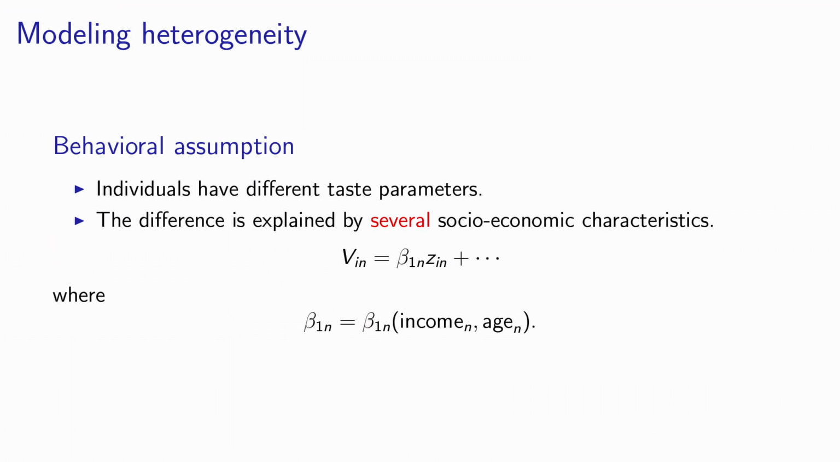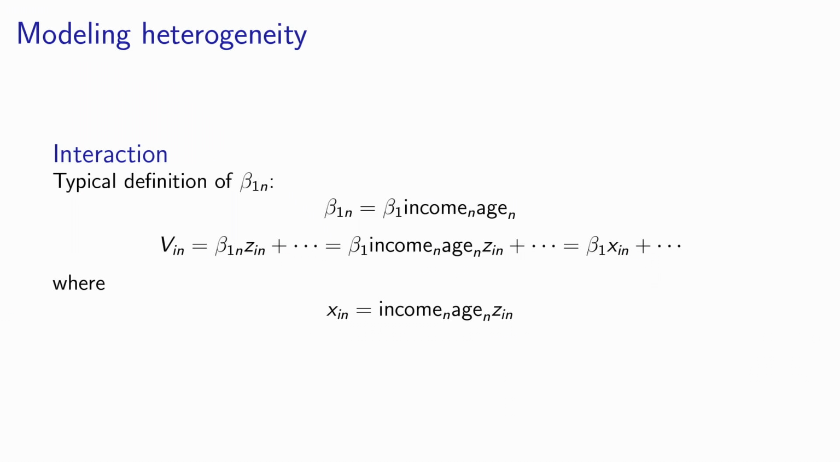So this behavioral assumption that people have different taste parameters can be generalized. The difference across people can be characterized by one or several socioeconomic characteristics. So in the example that I took, where beta 1 was a function of income, you could do exactly the same by deciding that beta 1 varies across both income and age. Everything generalizes very nicely. So this is the example. I define beta 1n as the product of beta 1 times income times age.